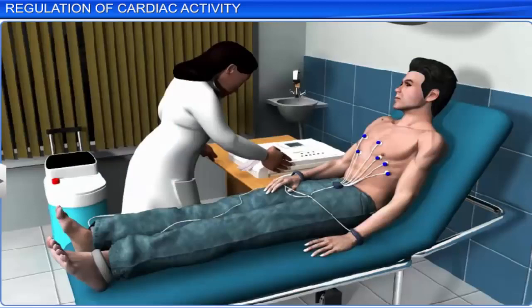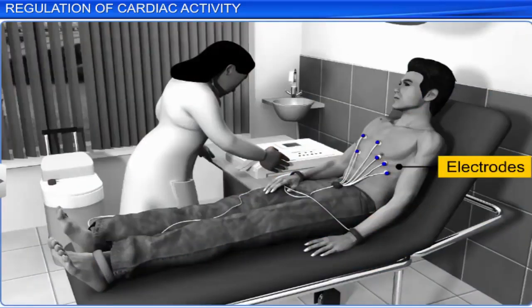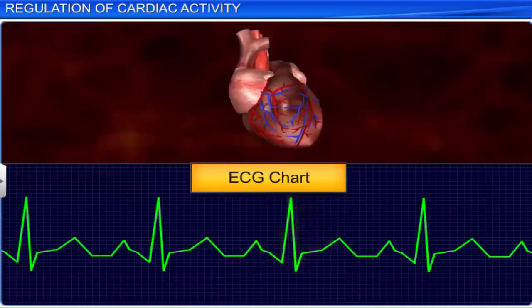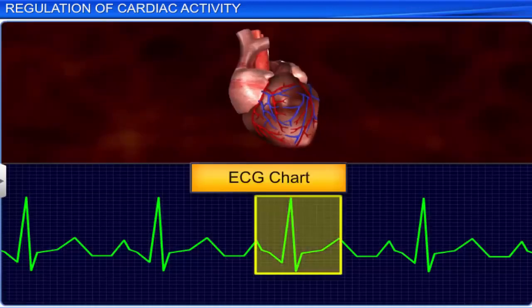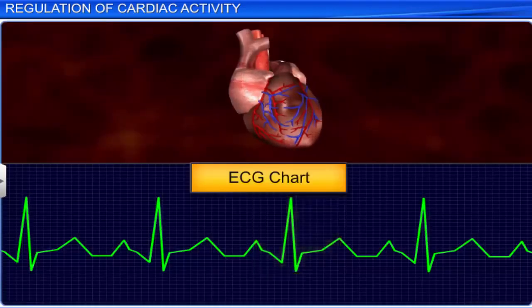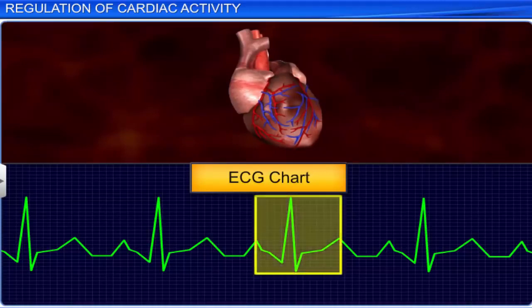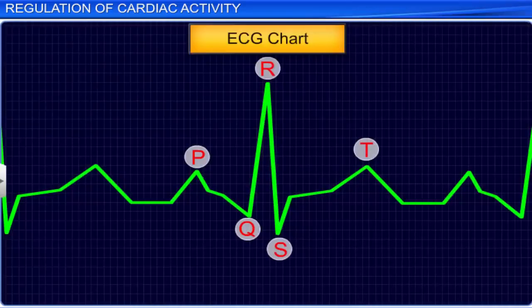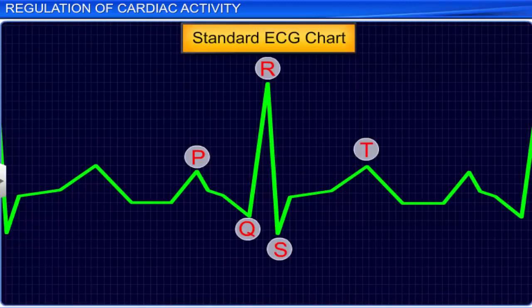An ECG is taken by attaching electrodes from the instrument to the patient at the wrists, ankles, and on the chest. An ECG captures the electrical activity of the heart due to atrial and ventricular contractions as voltage traces, which are represented by the letter P to T. A standard ECG should resemble this.